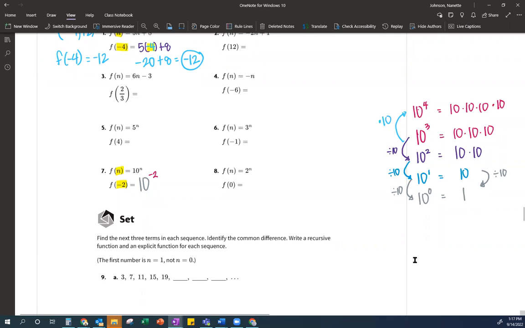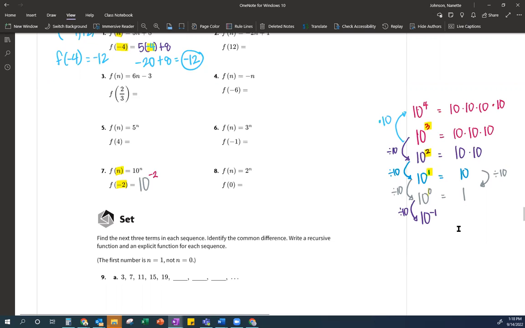Okay, continue on, Ms. Johnson. Okay, sorry. So then I'm going to continue on and I'm going to divide by 10 again. That gives me 10 to the -1st. If you look at my pattern, it goes 3, then 2, then 1, then 0, then -1. You see my exponents right there? Boom. It's going down by 1 every single time.